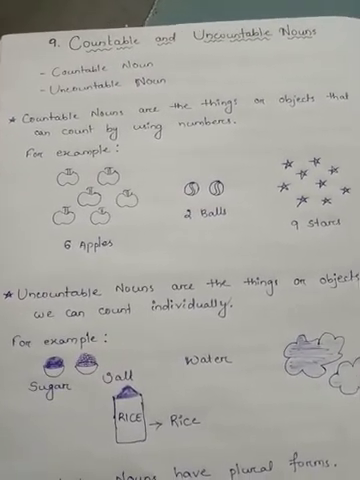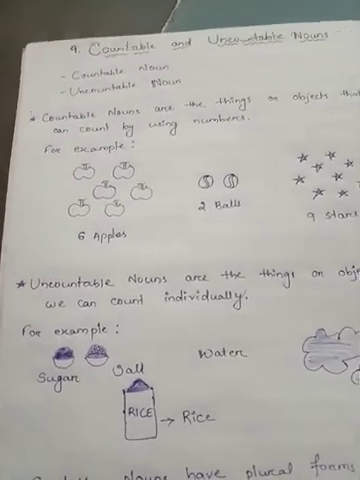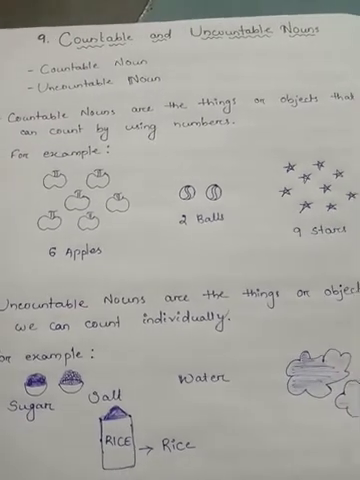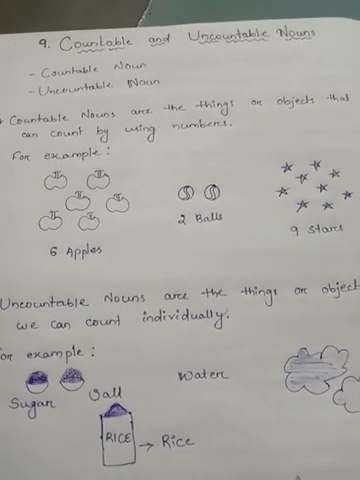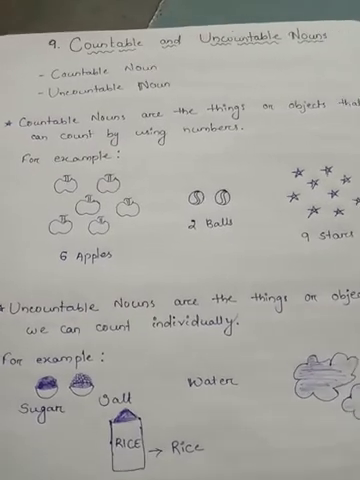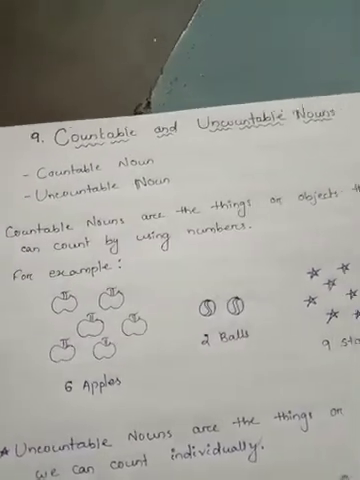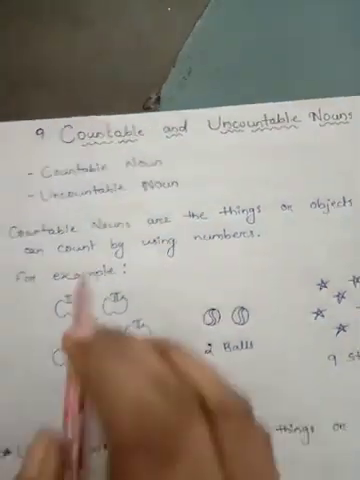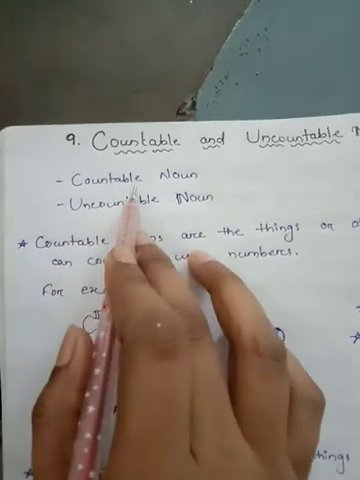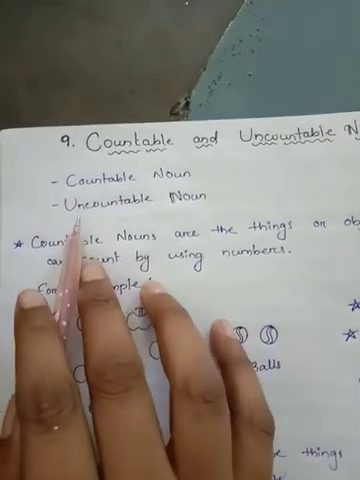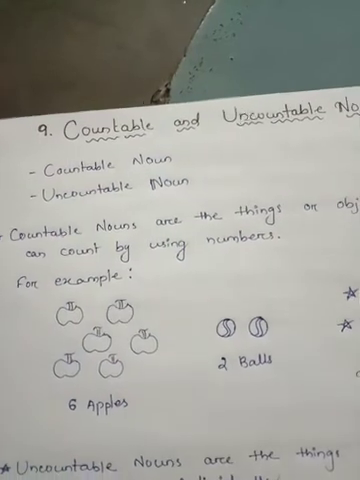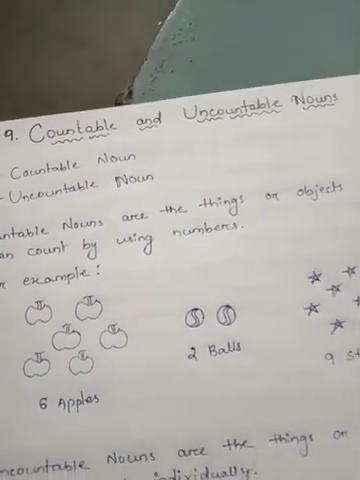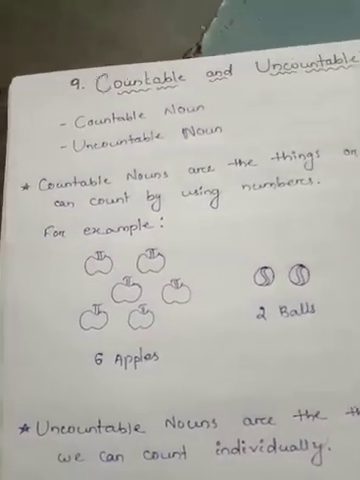So, today I am going to teach chapter 9 from your English grammar, that is countable and uncountable nouns. Chapter 9, countable and uncountable nouns. So, first thing, what is countable and what is uncountable? Countable means that we can count, and uncountable means that we cannot count. Which are countable, those are countable nouns, and which are uncountable, those are uncountable nouns.